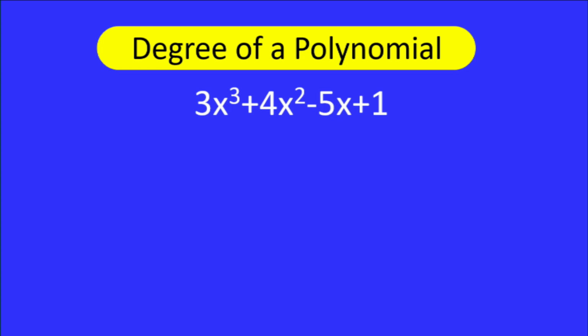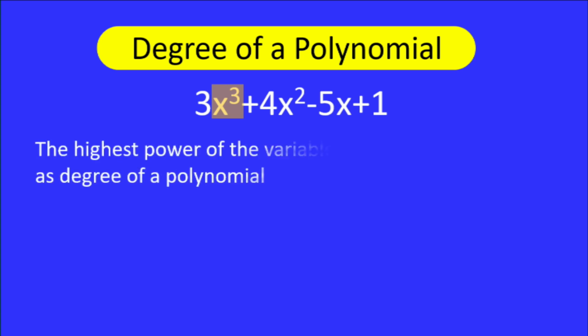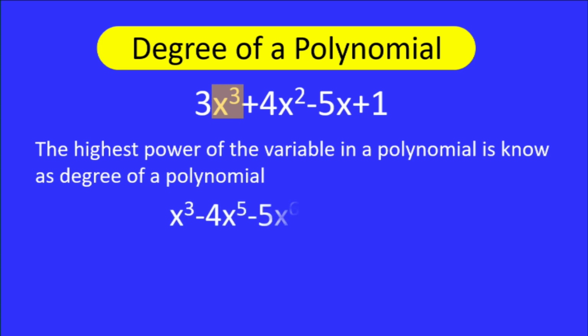What is the highest exponent in this polynomial? What is the variable in this polynomial? Now see this. I think this is the highest exponent. Exactly. Now we can define the degree of a polynomial. The highest power of the variable in a polynomial is known as the degree of the polynomial. So here, what is the degree of the above polynomial? 3. Children, try to tell me what is the degree of this polynomial.